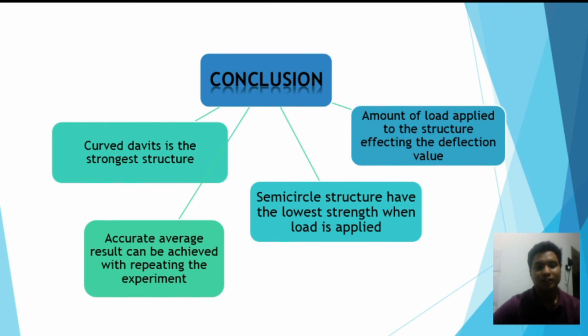Second, we can conclude that the semicircle structure has the lowest strength when load is applied. This happens because the semicircle structure recorded the highest value in vertical and horizontal deflection. The higher the deflection value means the weaker the strength of a structure. That means curve David is the strongest structure because it recorded, and was calculated in the theoretical value, the least deflection in horizontal and vertical direction.